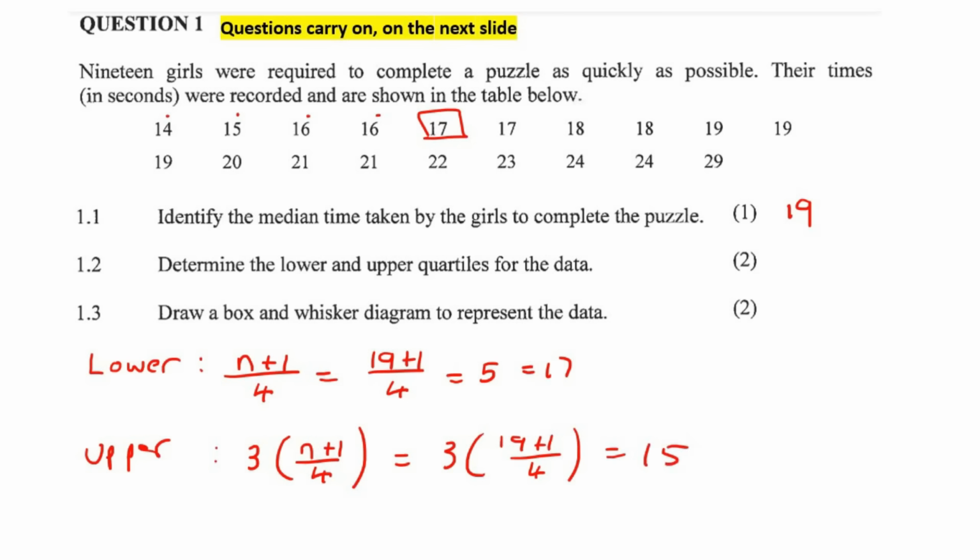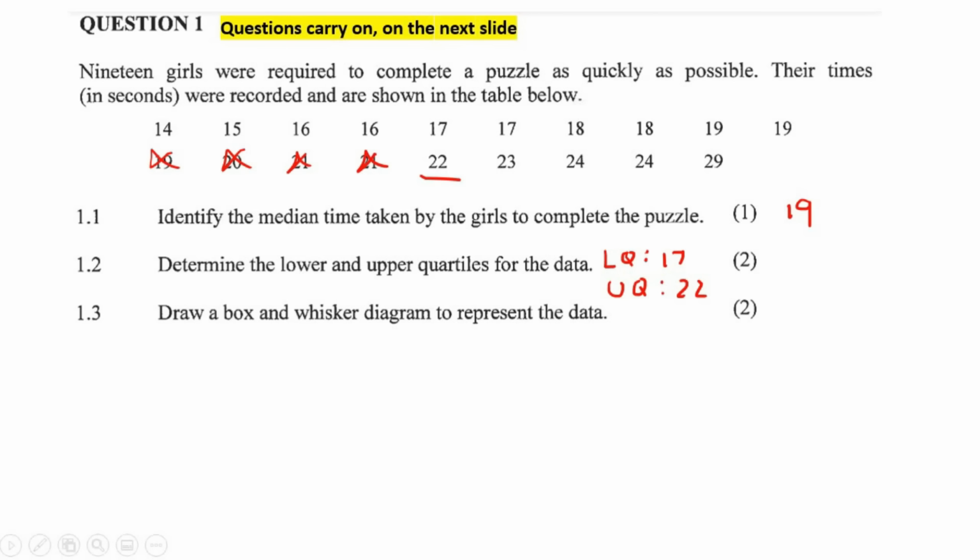15 as your answer. And so we go to position 15. We already know that this is position 10, so I'm just going to count from there. 11, 12, 13, 14, and 15 is 22. So the answer here would be 22. So let's say the lower quarter was 17, and then the upper quarter was 22. The next question is to draw a box and whisker diagram.